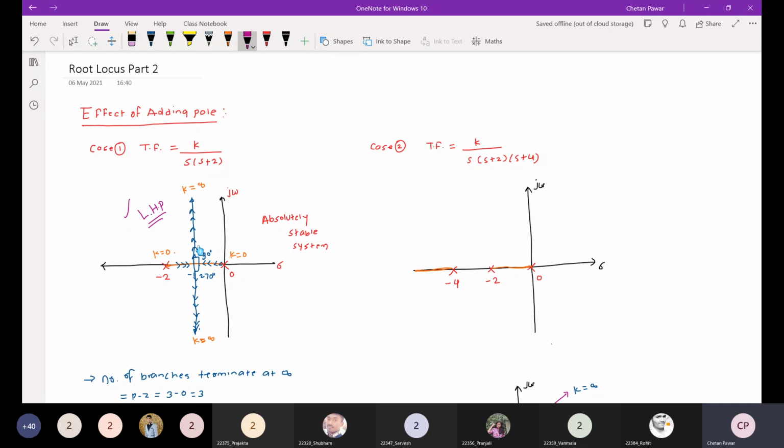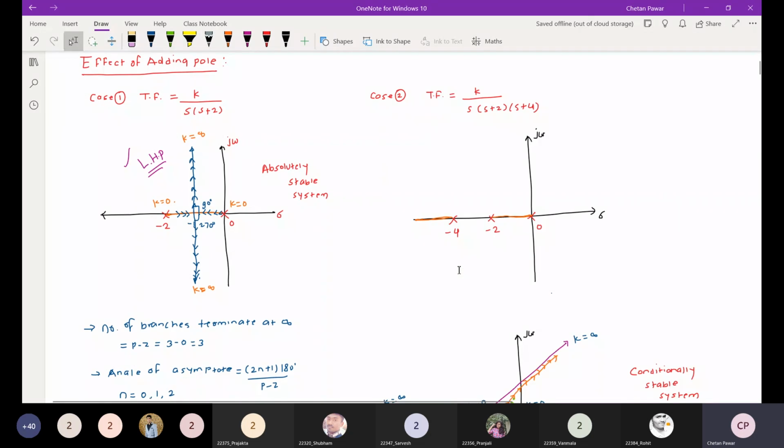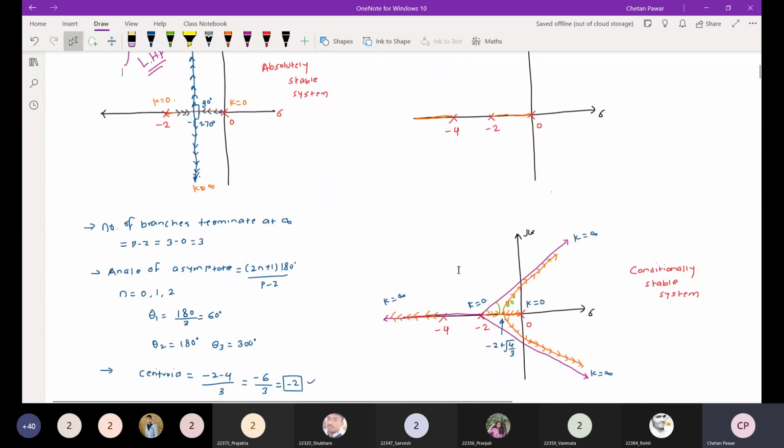So if we add a pole at -4 to this transfer function, we will see the effect of adding the pole on the stability of the system. Here we have added the pole at -4. So let us draw the root locus for this, and let us see how the root locus changes when we add a pole at -4. Okay, so this is rule number 2.